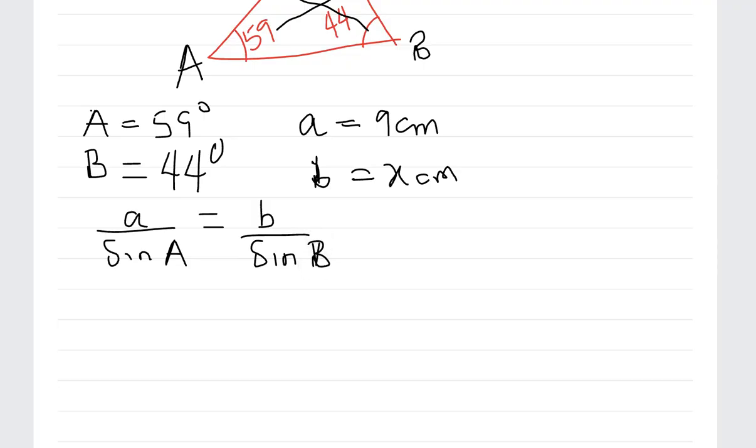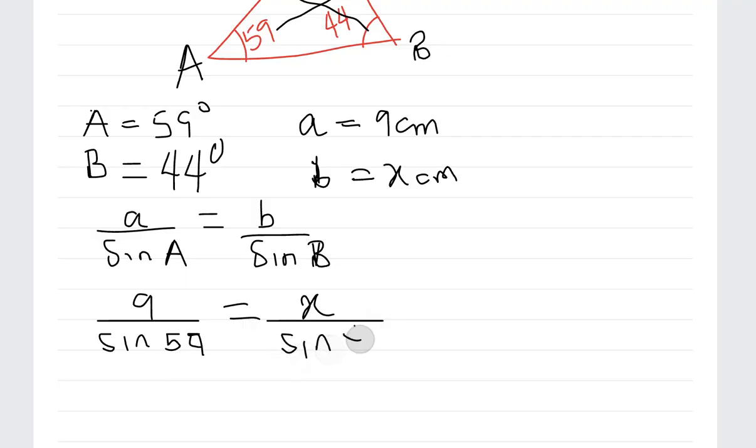What's your A? Your A is 9, over sine 59. Are you seeing that now? Equal to B. What's your B? x. And then sine B is sine 44. Are you seeing that now?